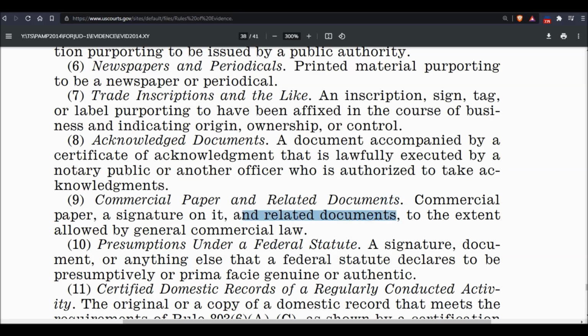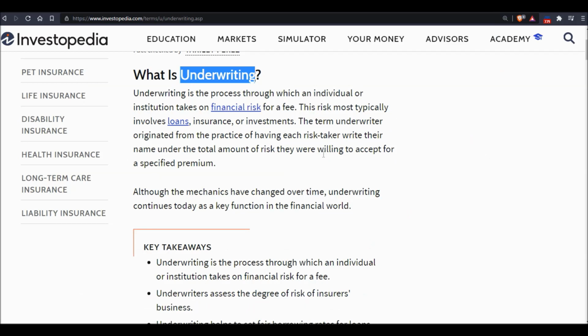Some people figured out you got to put your own affidavit of ownership. Okay, cool. What about theirs? Now there's a conflict of interest. Commercial paper, a signature on it, and related documents to the extent allowed by general commercial law. What is the extent allowed by general commercial law? The rules regarding underwriting. The rules regarding interest and assignment of contract.